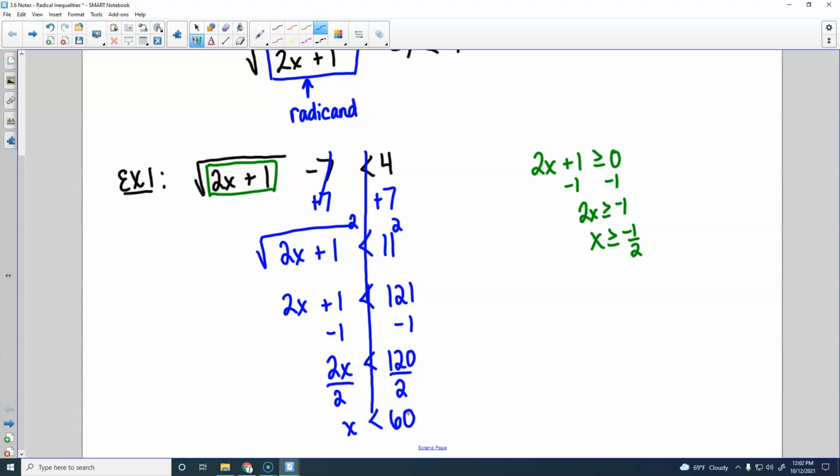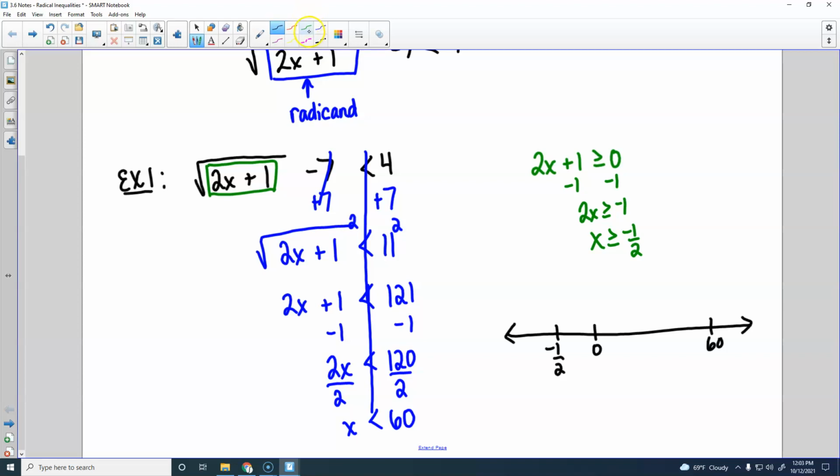Now, here's what's going to be different for these problems. I have to consider the domain as well. So, for this problem, if I think about the number line, I'd have 0 right here. 60 would be way up here. Negative 1/2 would be way down here. So, if I just left my answer as x is less than 60, that would include all the numbers here, but it would also include numbers like negative 5, and negative 10, and negative 1,000, right? And if I plug numbers down here in, it's going to give me something that's undefined, or imaginary, because I got negatives under the square root.